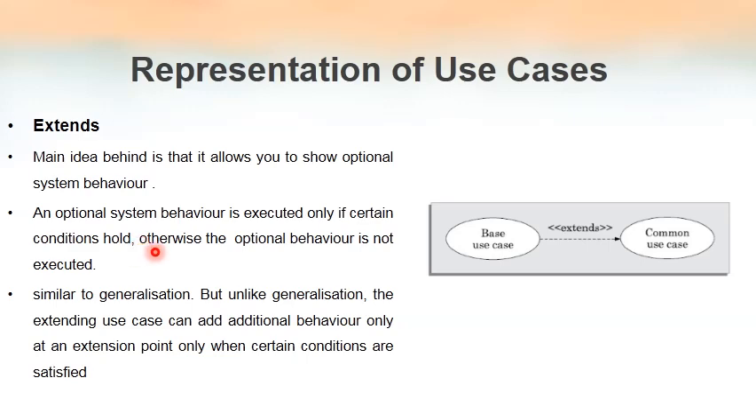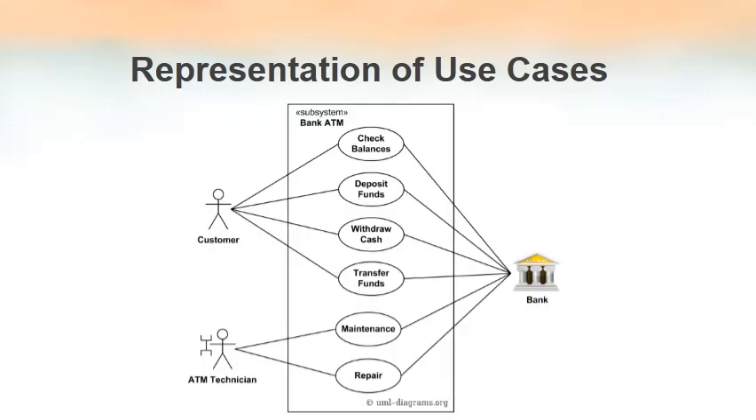Okay, so these three are the most commonly used relationships that are shown in a use case diagram. Now we will see an example of a use case diagram. This is the example of a bank ATM. So these are the different actions that can be performed inside a bank ATM, isn't it? We can check balance, we can deposit fund, we can withdraw cash, we can transfer the fund. Okay, so these are the actions when we think about the ATM from the viewpoint of a customer.